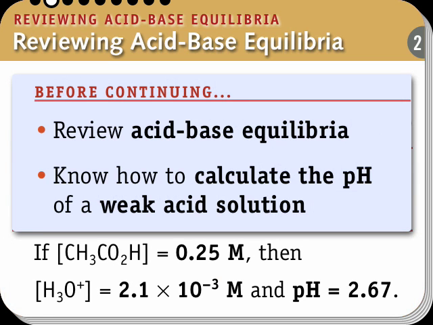This allows us to calculate that a 0.25 molar solution of acetic acid has a pH of 2.67. Before watching and listening to this module, review your textbook on acid-base equilibria, or see Module 22, and know how to calculate the pH of a weak acid solution.